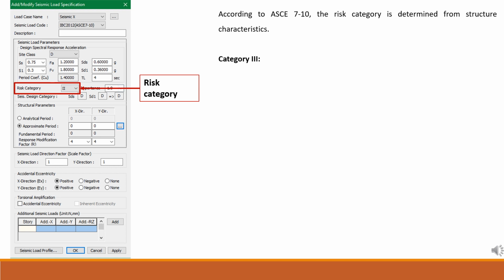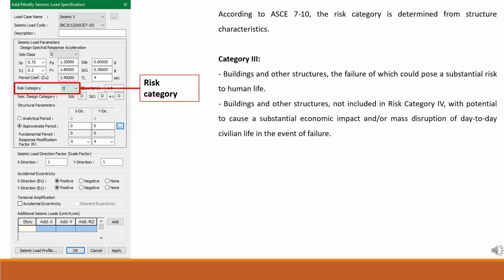Category 3, buildings and other structures, the failure of which could pose a substantial risk to human life. Buildings and other structures, not included in risk category 4, with potential to cause a substantial economic impact and/or mass disruption of day-to-day civilian life in the event of failure.